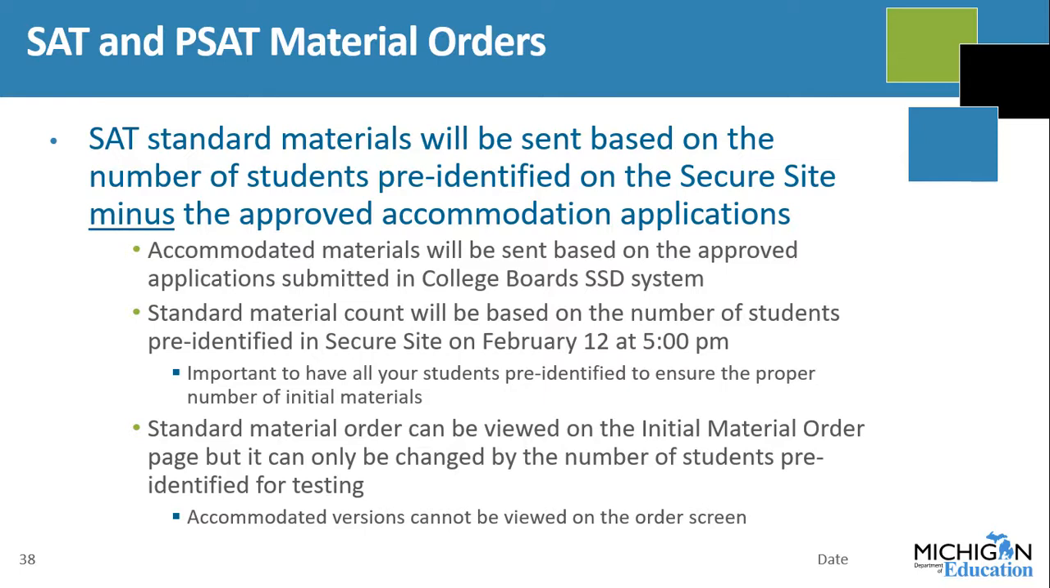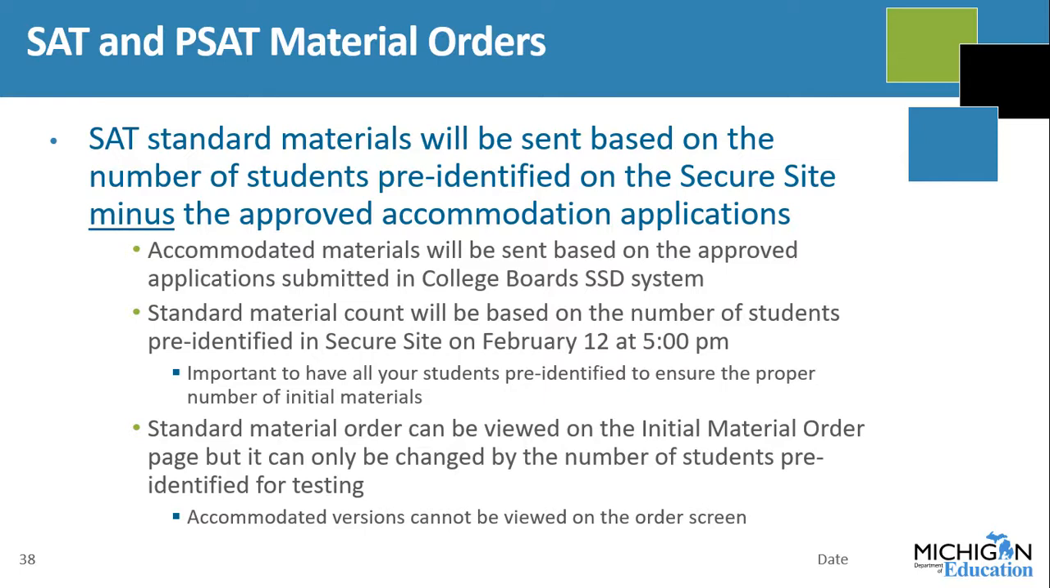You can view the number of standard materials that will be ordered for the school from the initial material order page of the secure site. The initial material order page will show the full number of students pre-ID'd. You cannot see the accommodated materials ordered on the secure site, but only in the SSD online system.